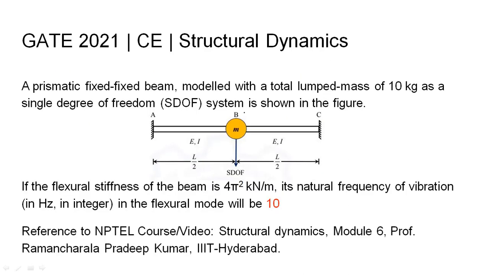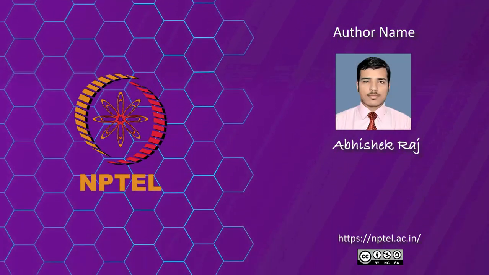So a prismatic fixed beam was given where the total lumped mass was 10 kg and the flexural stiffness was 4 pi square kilonewtons per meter. So for this single degree of freedom system, we obtained the natural frequency of vibration as 10 hertz. The relevant NPTEL reference has been listed here.